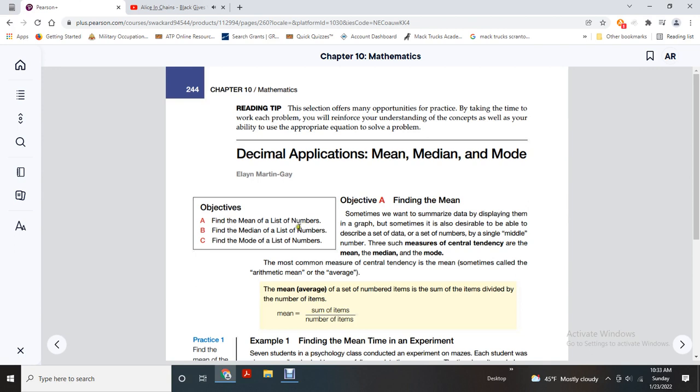Objective A, find the mean of a list of numbers. Objective B, find the median of a list of numbers. Objective C, find the mode of a list of numbers. Objective A, find the mean.